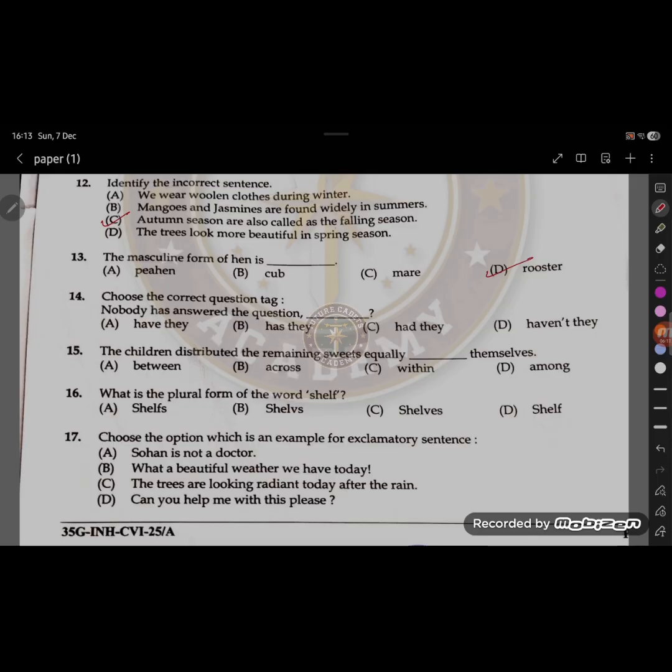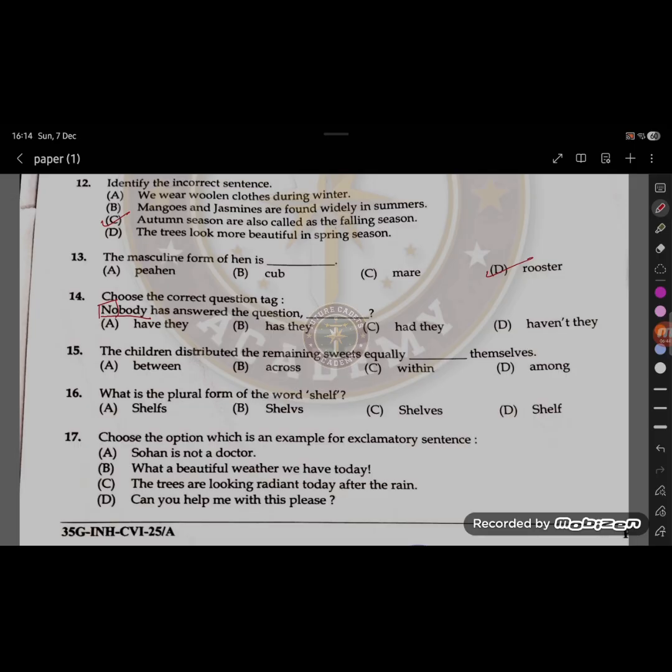Now, this is an interesting question. Choose the correct question tag. Now, we all know that there is a logic in question tag that if you are having an affirmative sentence, the question tag will always be in negative and vice versa. So here, since we have a no, it means it's a negative sentence. So we must have an affirmative question tag for it.